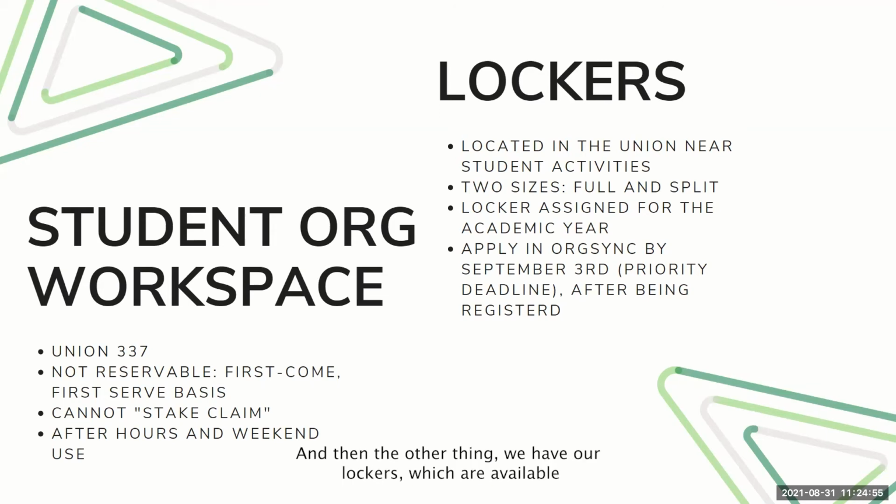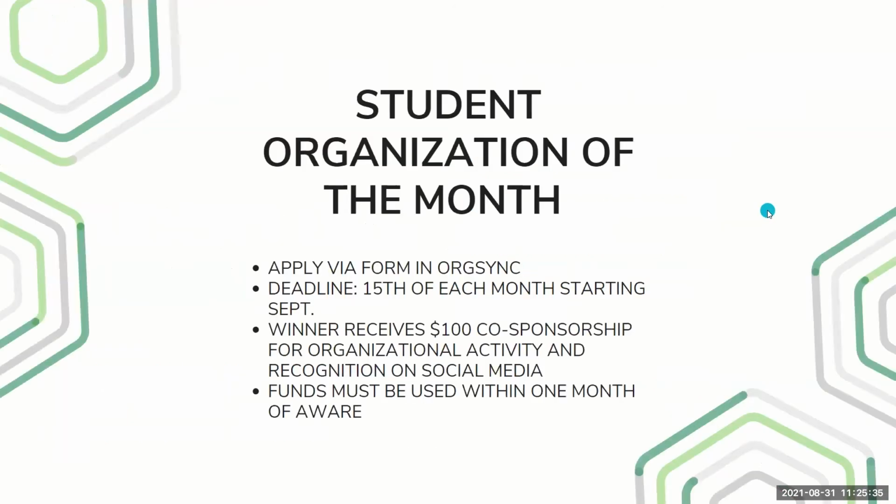And then the other thing we have are lockers, which are available in the union near our offices. There are two sizes left right now, the full and the split. And the locker will typically be assigned for the academic year. So it will be for the entire academic year, then they will have to apply again next year. And you can apply in OrgSync by September 3rd, this Friday as well, for a priority deadline after being registered. So you must be registered first before you can apply for that. And once they have the application, they'll receive an email from student orgs about the locker assignment, and then they can come get a key from us here.